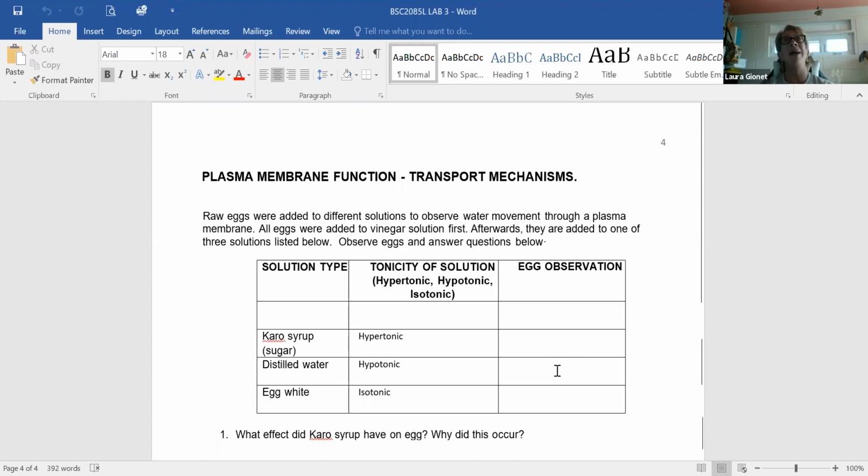So if I put a cell in a hypotonic solution, the water osmoses from the solution into the cell, now the opposite direction of a hypertonic solution. So this egg would swell instead of crenate or shrink. And then egg whites, well, an egg and an egg white, that's an isotonic solution. So the egg remained the same size, unaffected.